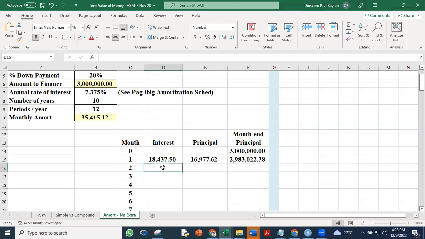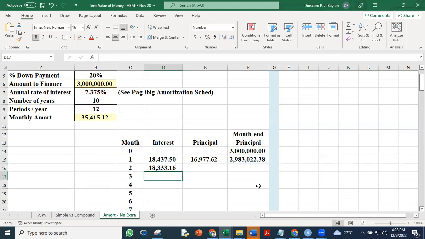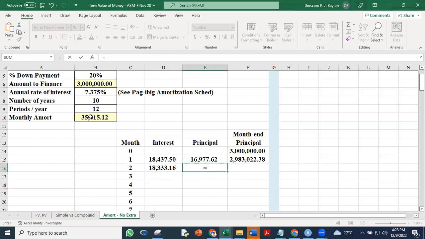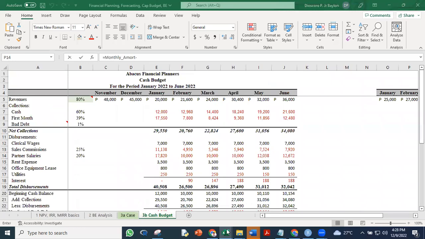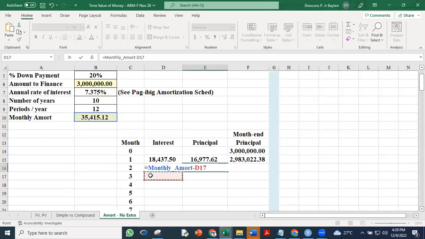So the interest for the second month will once again be the same as this. It will be whatever the month end principal was, multiplied by whatever the interest is. However, we have to fix the row, divided by the number of periods per year. So it will be the same as the computation for the interest of the previous month. That's why we can actually copy these formulas down. Principal will also be equal to whatever was the monthly amortization minus what will be paid in month two to the interest.